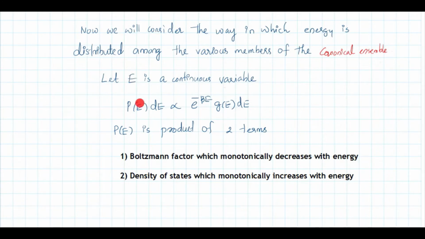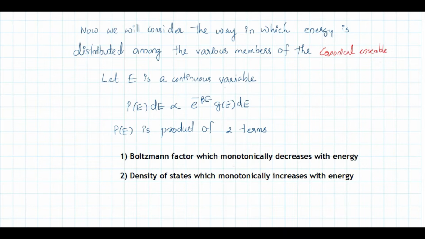Then the probability of finding a system in the ensemble in an energy range E to E plus dE is given by P of E dE proportional to e raised to minus beta E into G of E dE. That is, the probability density is the product of two terms. One is the Boltzmann factor, that is e raised to minus beta E. It monotonically decreases with energy. As energy increases, it will decrease continuously.